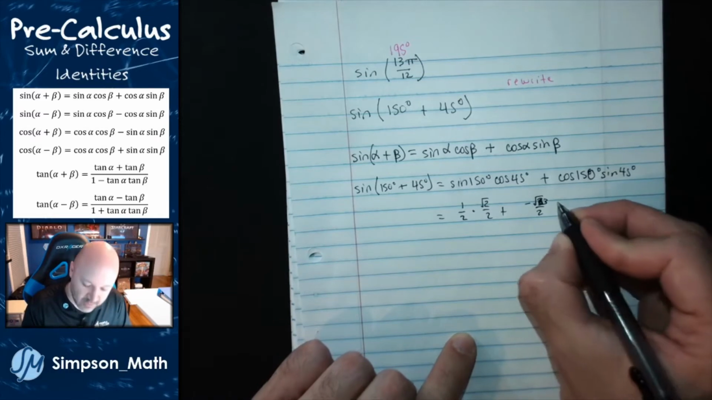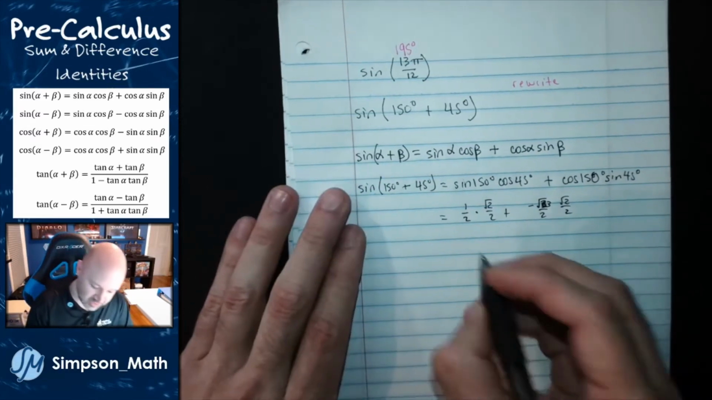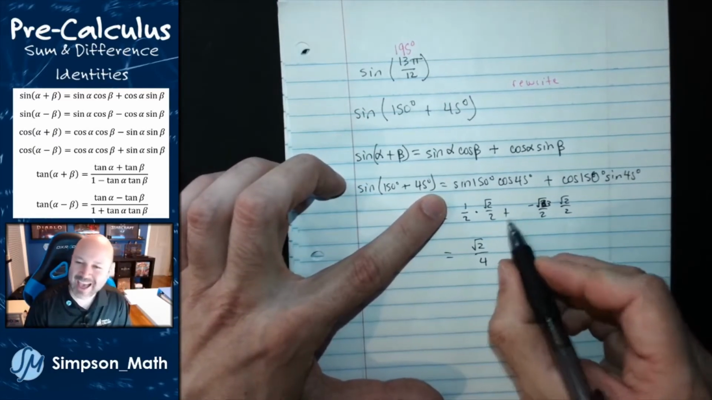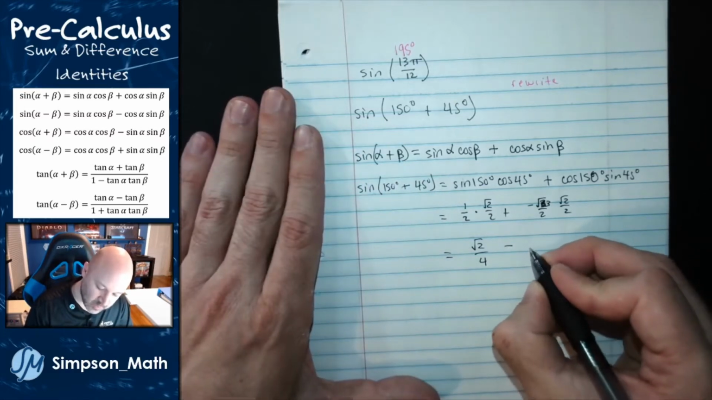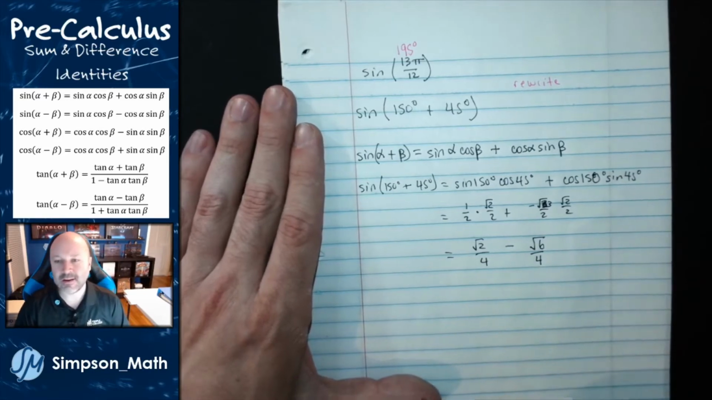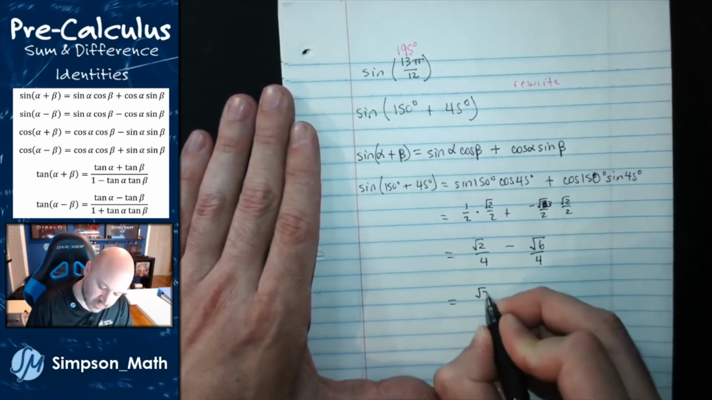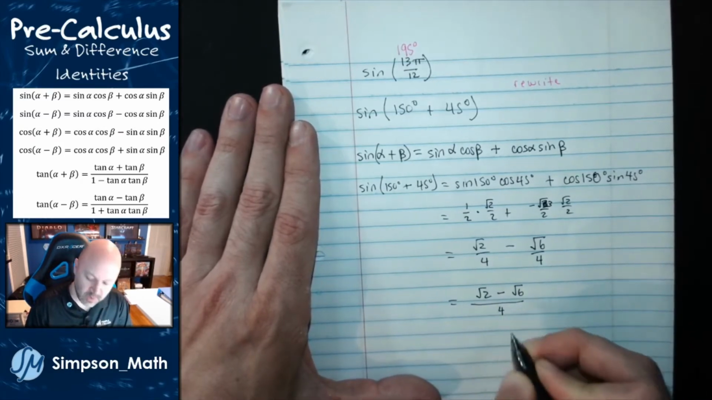Times sine of 45, which is that root 2 over 2. This is just multiplying fractions. I can handle this. Root 2 over 4. You're adding this negative, so you're just subtracting. Now this becomes root 6 over 4. And I can add these together, and I get root 2 minus root 6 all over 4.